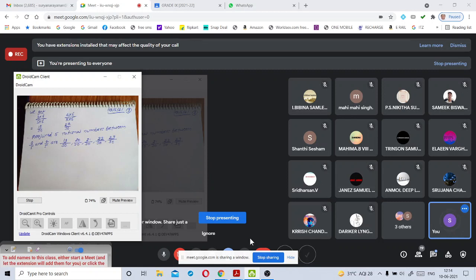Now, come to question number 4. Who will read question number 4? Very good, Yahuna Singh. Carry on. Read question number 4. State whether the following statements are true or false. Give reason for your answer. Question 1. Every natural number is a whole number. Understood this question, my dear Yahuna Singh?